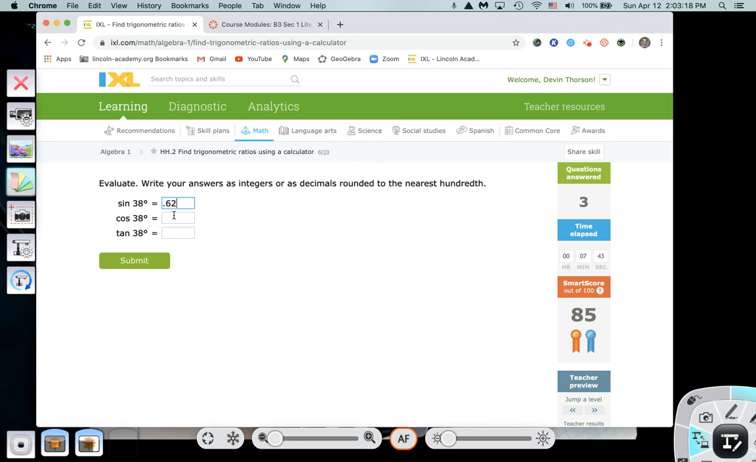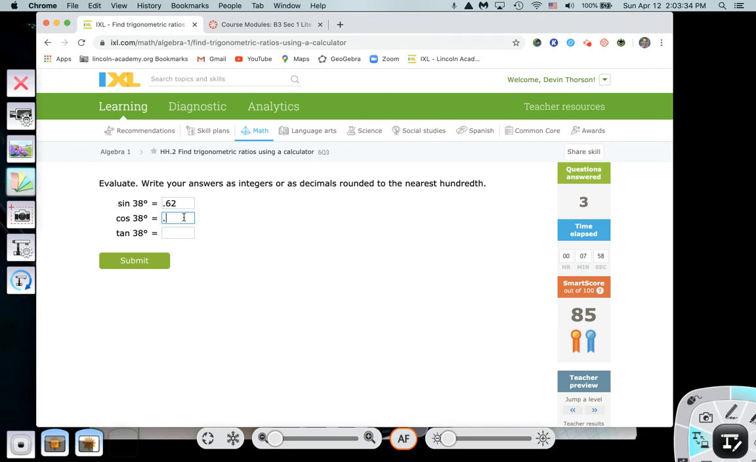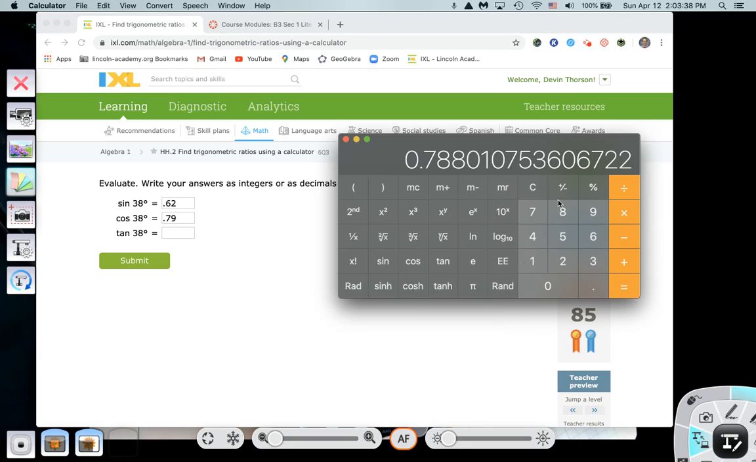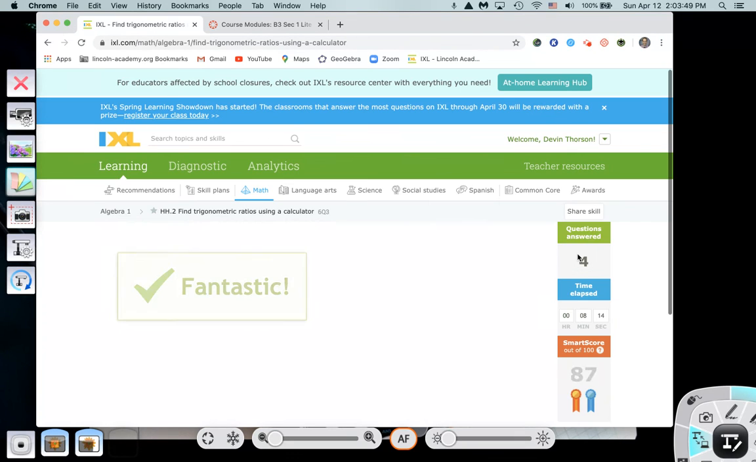So I type in 0.62. Then I'm going to go to the next one, and I'm going to go back to my calculator, and I'm going to type in 38, and now I'm going to hit the cosine. That's 0.79 because I'm rounding. This is 8 larger than 5, so 0.79. So 0.79, and I'm going to do the tangent. So I type in 38 degrees and hit the tangent key, and I get 0.78. So I come over here and I get 0.78, and I hit submit and I get them right.